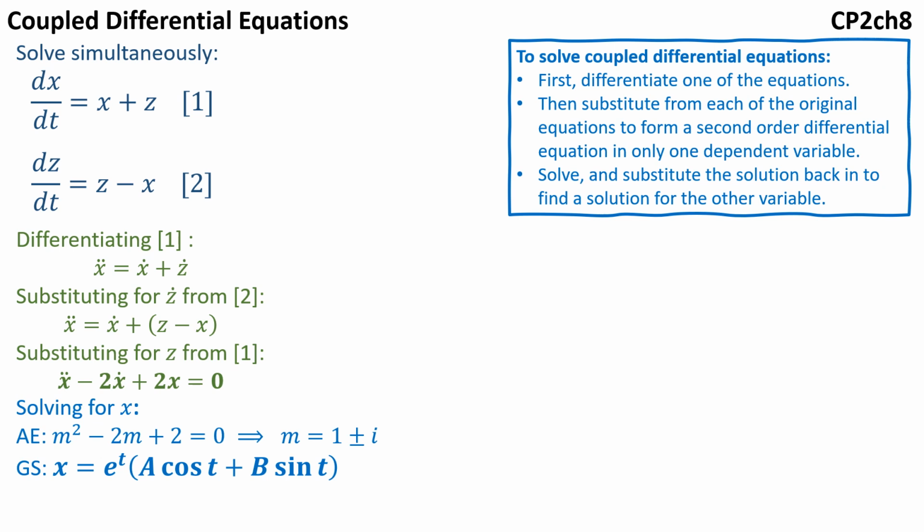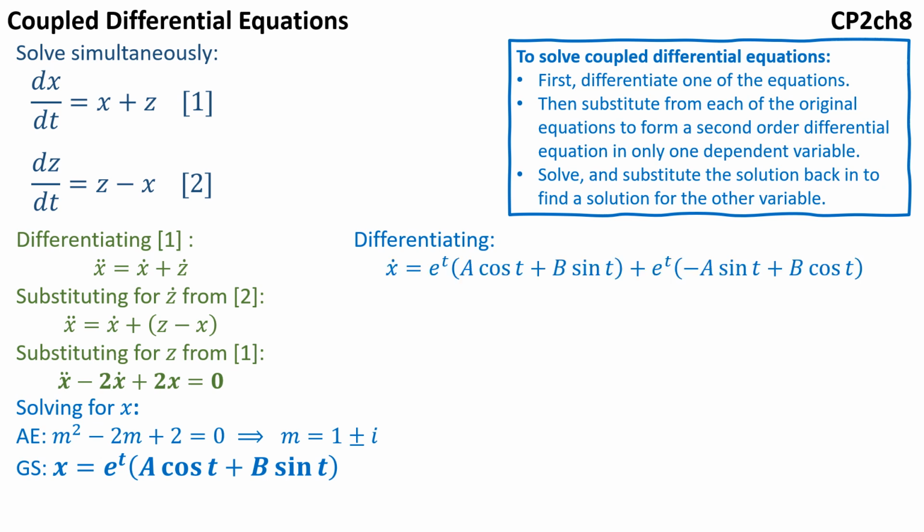If we'd been given some more information, we could perhaps substitute in at this point and start finding values for a and b. But we can also go straight back and find a general solution for z as well as x. And the simplest way to do this is to find an expression for x dot. So we differentiate. Here I'm just using product rule, e to the t multiplied by the derivative of the trig functions, and e to the t differentiated multiplied by the trig functions unchanged, although possibly in the other order. We can simplify all of that, which is probably a good idea, because the next step is to substitute into equation 1.